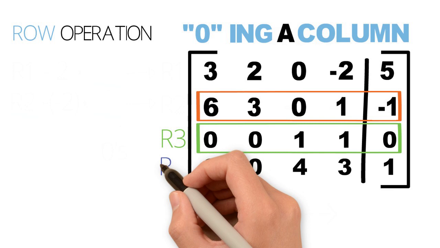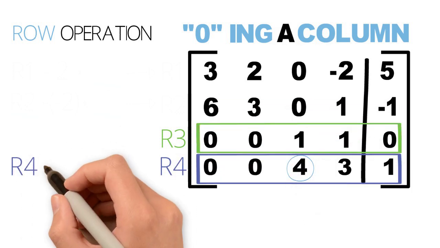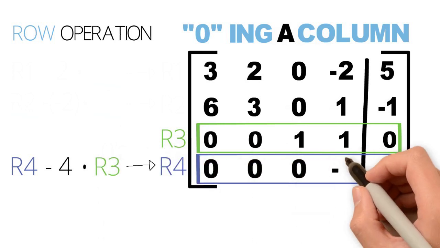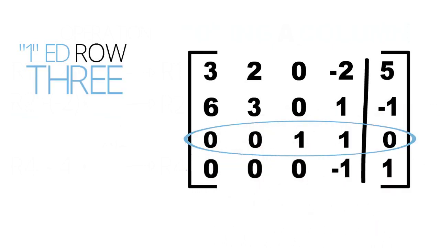And last but not least, we've got this entry in row 4 that we need to turn into a 0. So we go ahead and write down the matrix equation for that, and when we implement it, here's what we get. Now we have successfully wonned row 3, and we have used that 1 to 0 the rest of the column.